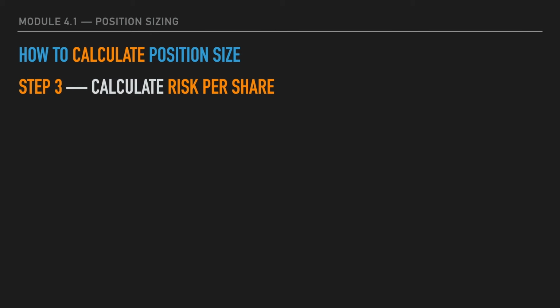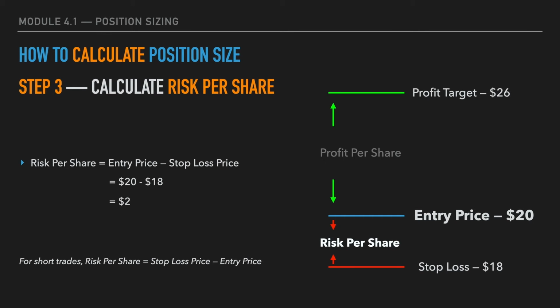Which is to calculate your risk per share. Your risk per share will be in dollar amount. Let me explain. Risk per share is very simple to calculate. You just need to use your entry price minus your stop loss price, and you will get your risk per share in dollar amount. For example, if your entry price is $20 and you set your stop loss at $18, then your risk per share is simply $20 minus $18, which is $2. For short selling trades, it's the same concept, but you use your stop loss minus your entry price, because your stop loss price will be higher than your entry price in short selling positions.